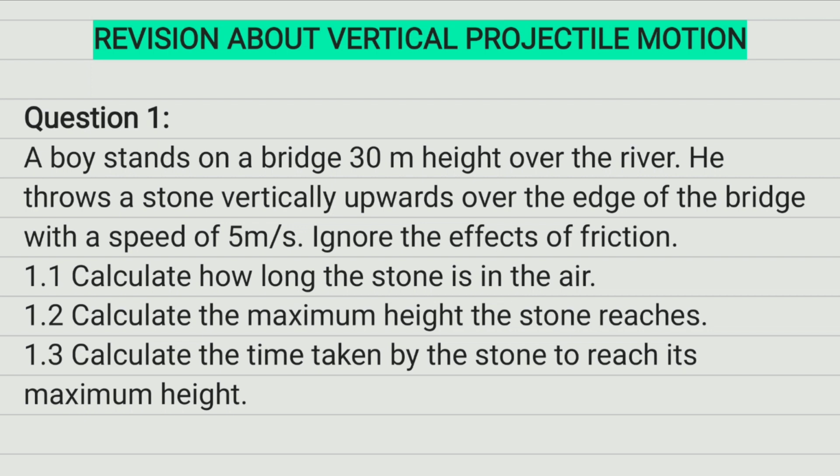This question is saying a boy stands on a bridge 50 meters high over the river. He throws a stone vertically upward over the edge of the bridge with a speed of 5 meters per second. Ignore the effect of friction. 1.1 Calculate how long the stone is in the air. 1.2 Calculate the maximum height the stone reaches, and 1.3 calculate the time taken by the stone to reach its maximum height. This question is not so bad, so we're going to do it.